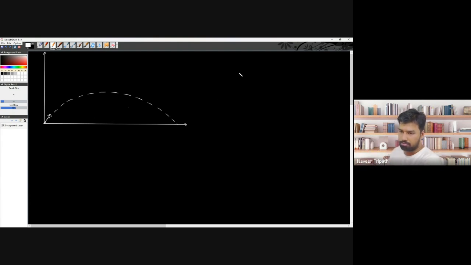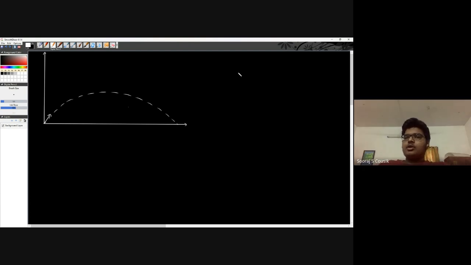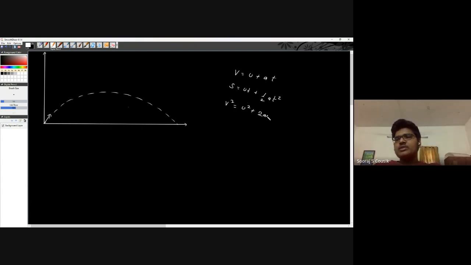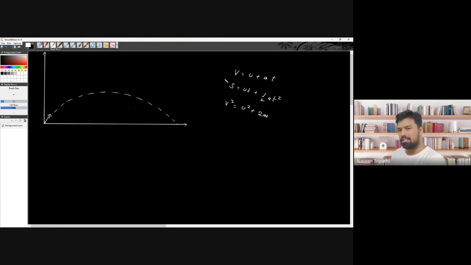Remember the SUVAT equations? Can you tell me? V equals U plus AT. Then S equal to UT plus half AT square, and S equal to VT minus half AT square. And V square equal to U square plus 2AS. That VT minus half AT square was also there in the book. Yeah, that is also fine, but it's a clear variation of this.